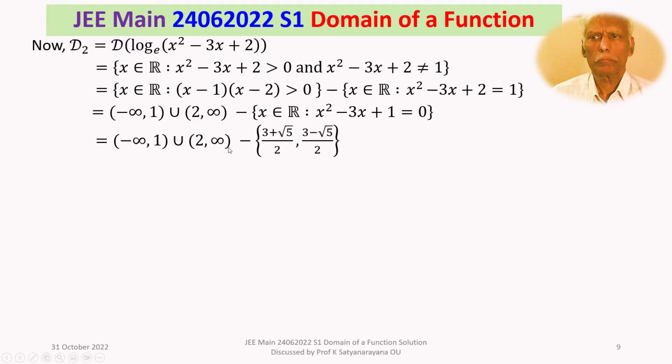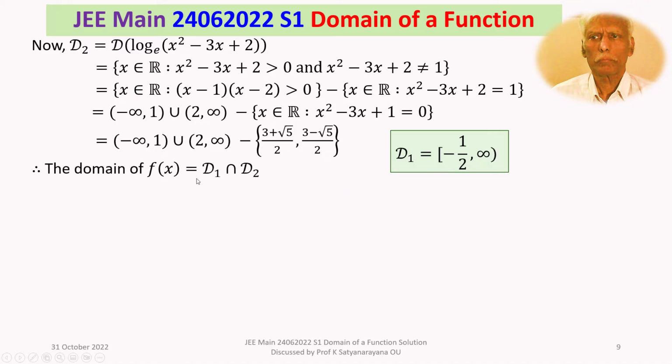(2, ∞), because it is 3 plus something more than 2, that is √5/2, that is more than 2. So this will lie here, and the other is less than 1, and it will lie here. Certainly these 2 points are in this union. Agreed. Now we have already calculated D1. It is the interval [-1/2, ∞), closed at minus half end.